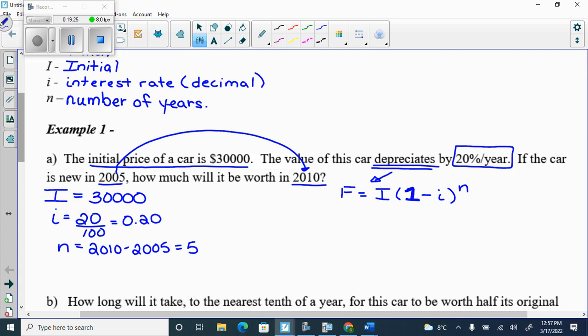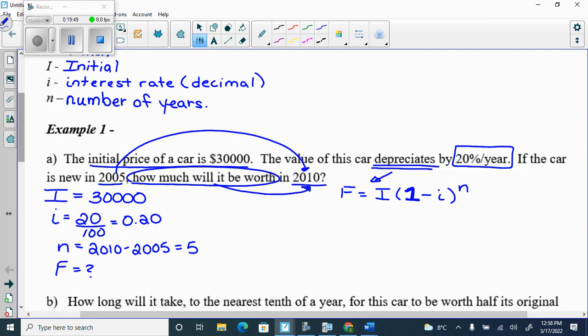What is it making me find? The final value. How do I know that? It's the only thing missing, even if I was stuck, right? So it's always better to list your knowns. So the final is what I'm looking for, because it says, if the car is new in 2005, how much will it be worth in 2010? So it's asking me for my final. You have to watch. Sometimes they ask you to find the initial and they give you the final. Sometimes they ask for the final and they give you the initial.